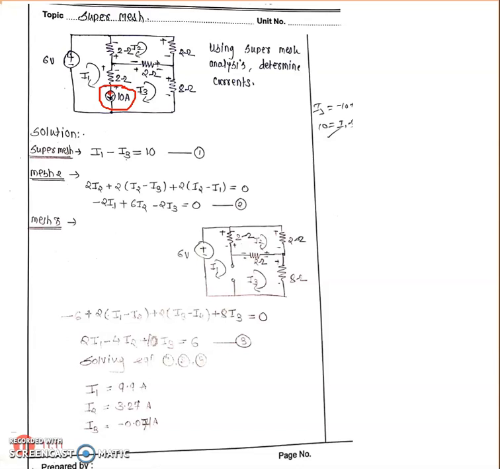Where is your current direction? Downward direction. Is I1 the downward direction or I3? I1 is the downward direction. I3 is the opposite direction. So write it, first I1, then I3. I1 minus I3 is equal to 10. That's all, you write that equation. I1 minus I3 is equal to 10.